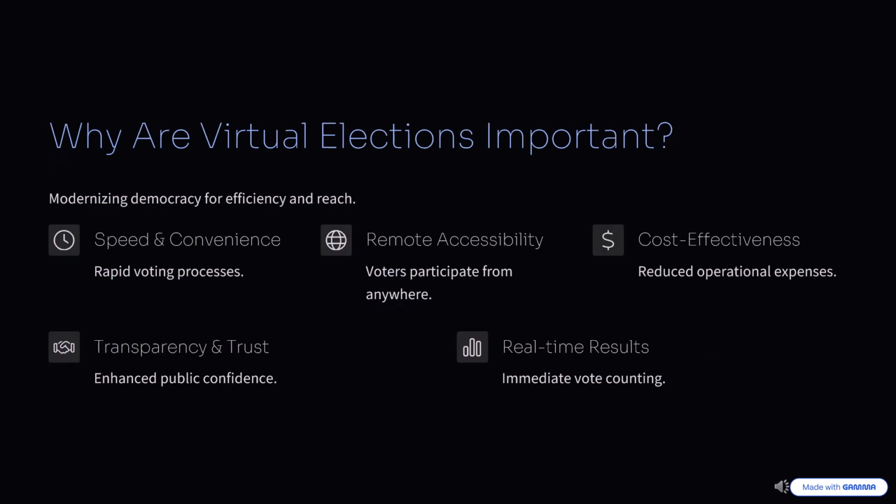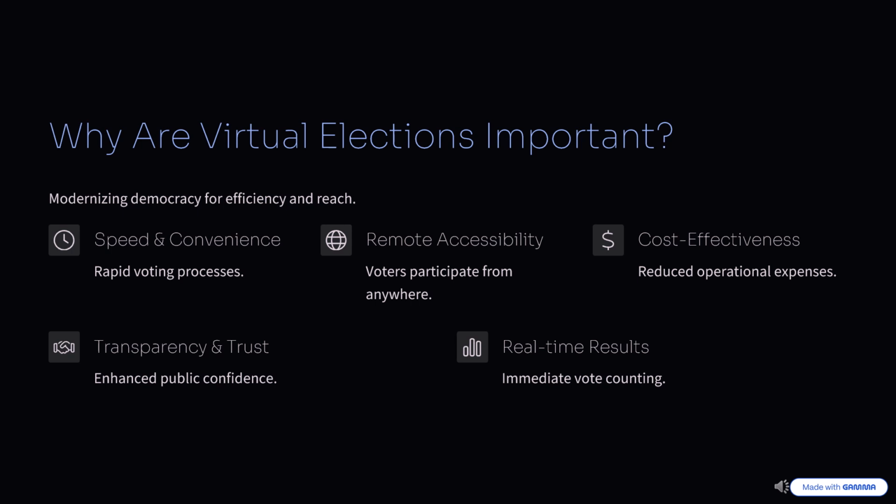Now we will see why virtual elections are important. Virtual elections modernize the way we vote by offering the following things, such as speed and convenience. Votes are cast and counted much faster, which reduces delays. Second one is remote accessibility. Voters can participate from their homes or even from hospital beds. The next one is cost effectiveness. Organizing and staffing physical polling stations is expensive. Virtual systems reduce these costs.